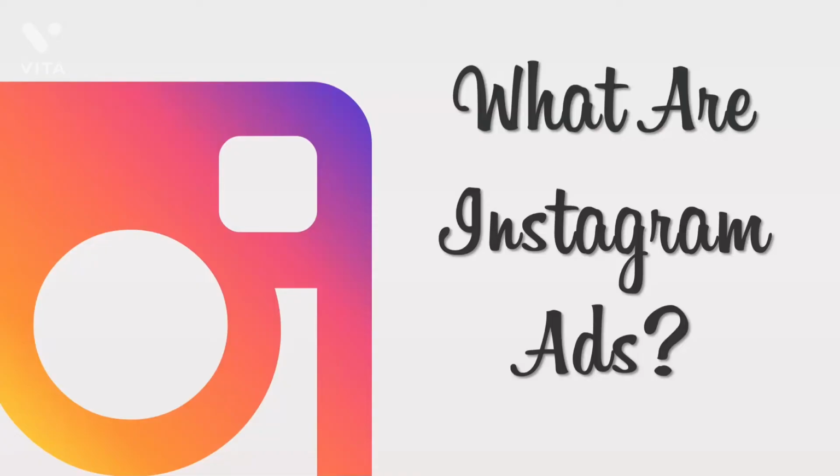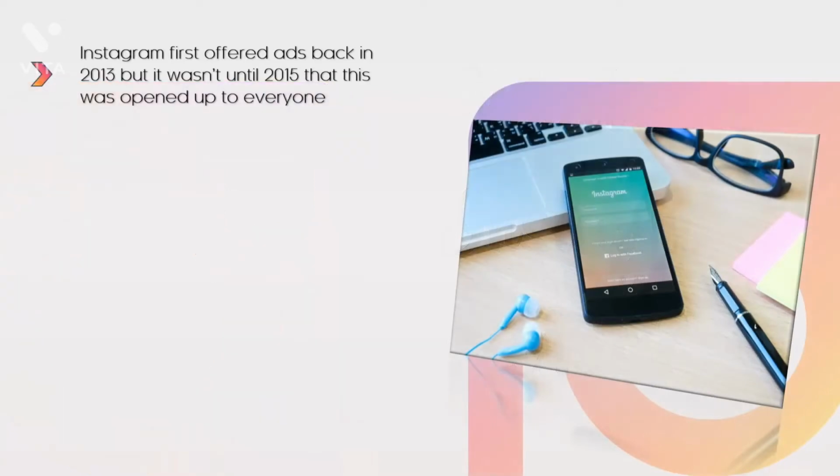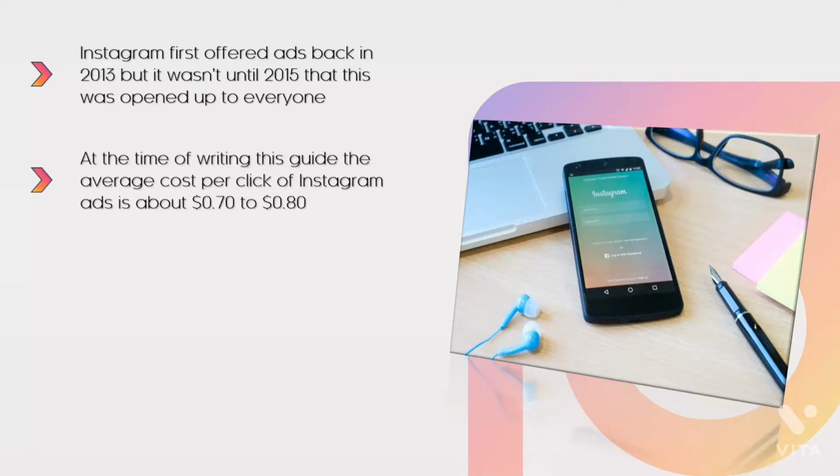What are Instagram ads? Instagram first offered ads back in 2013, but it wasn't until 2015 that this was opened up to everyone. Once businesses started using Instagram ads, they found them to be very effective. At the time of the writing of this guide, the average cost per click of Instagram ads is about 70 cents to 80 cents. This comes from an analysis of over $300 million in ad spend on the platform.